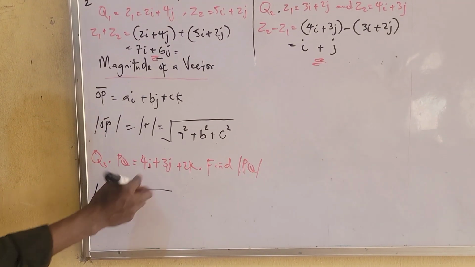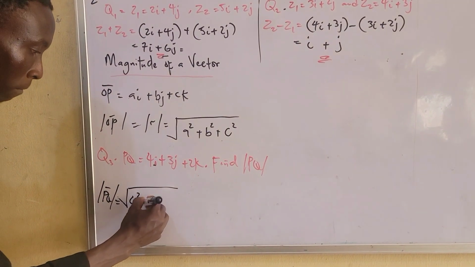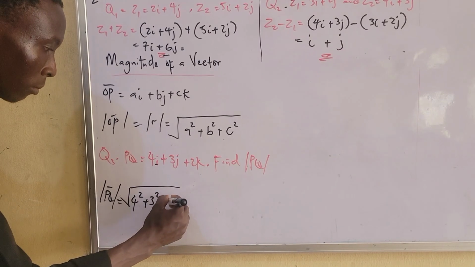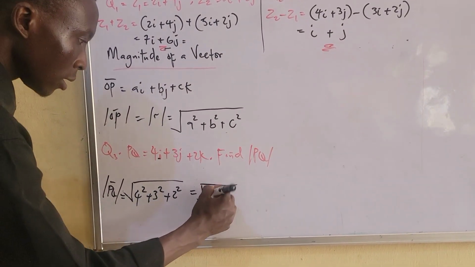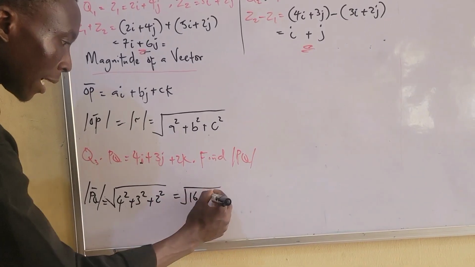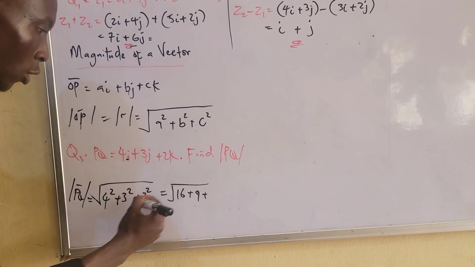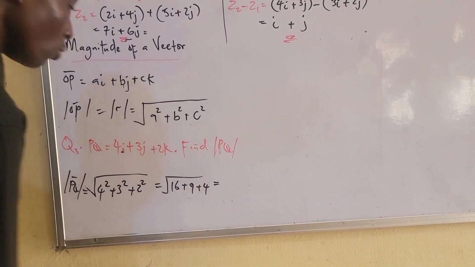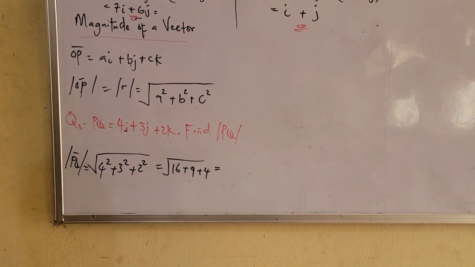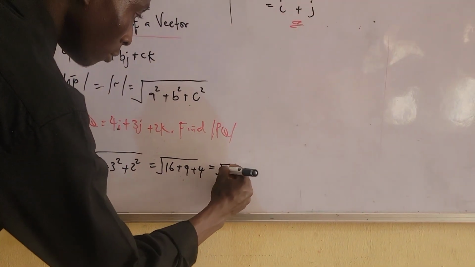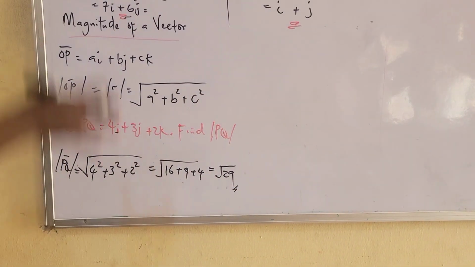So we have the formula. The magnitude of PQ will be the square root of 4 squared plus 3 squared plus 2 squared. So what will that give us? We are having 16 plus 9 plus 4. So what will that give us? We are having the square root of 29. So that's it for this part.